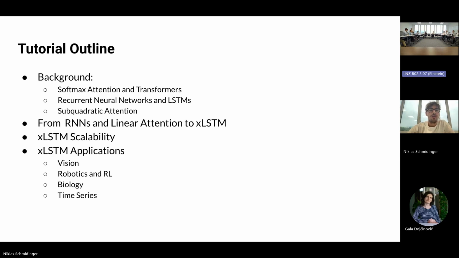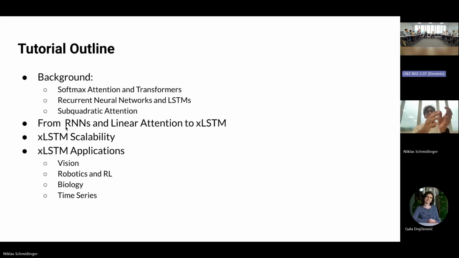The tutorial outline for today is, first, we are going to give a broad background. I was not entirely sure what the audience's knowledge is, but I think you will all be familiar with transformers. Nevertheless, we are going to talk about softmax attention and transformers. Then we go all the way back in time, look at old recurrent neural networks, and finally at the LSTM. Then we also quickly discuss subquadratic attention or linear attention, because this is important, and the xLSTM builds on top of research in that direction.